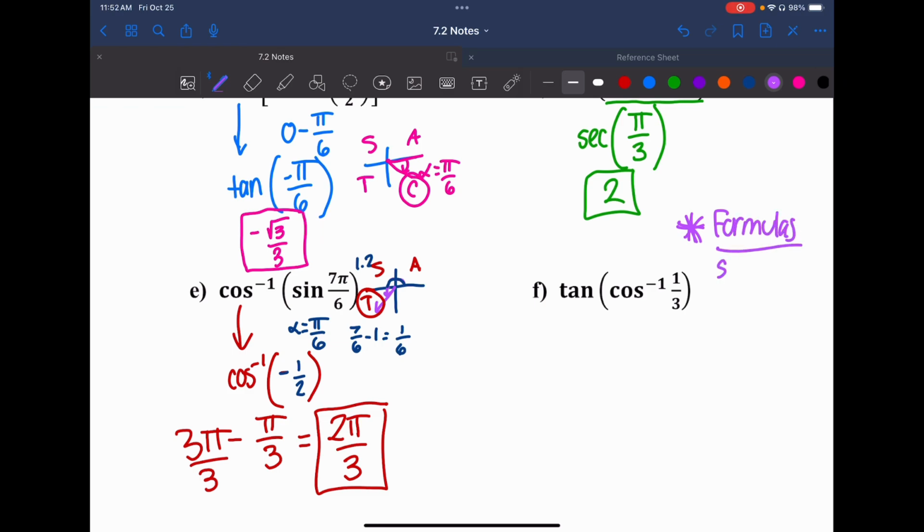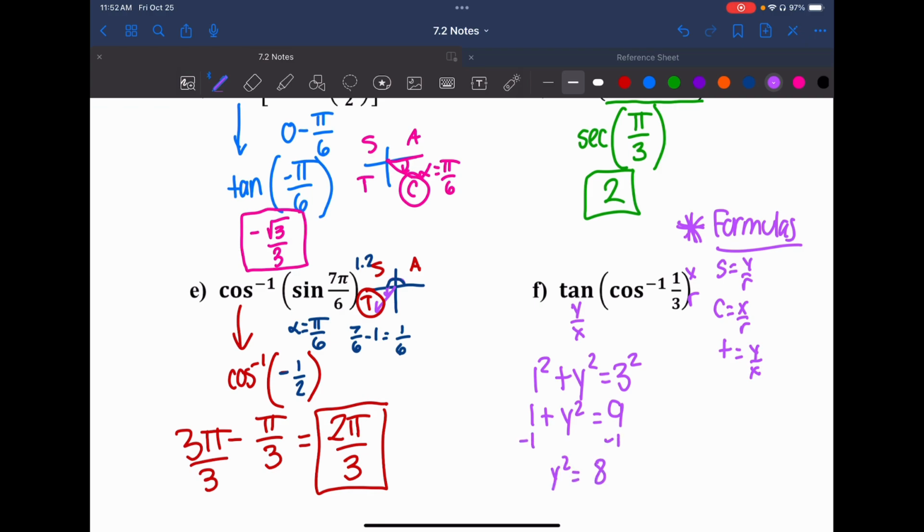Your formulas, sine is y over r, cosine is x over r, tangent is y over x. So since this is cosine, x is 1, r is 3. To find tangent, I need y over x, so I've got to go find y. We do our Pythagorean theorem, so 1 squared plus y squared equals 3 squared. 1 plus y squared equals 9. Subtract 1, I get 8.